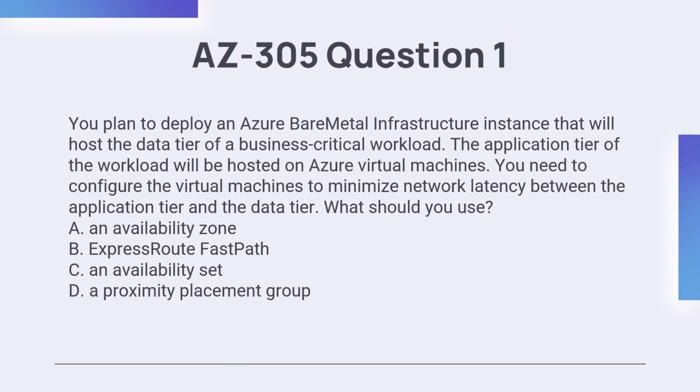You plan to deploy an Azure bare metal infrastructure instance that will host the data tier of a business-critical workload. The application tier of the workload will be hosted on Azure virtual machines. You need to configure the virtual machines to minimize network latency between the application tier and the data tier. What should you use? A. An availability zone. B. ExpressRoute FastPath. C. An availability set. D. A proximity placement group.